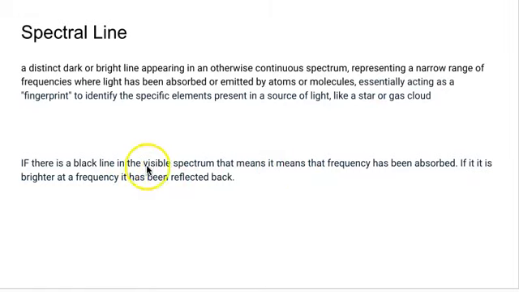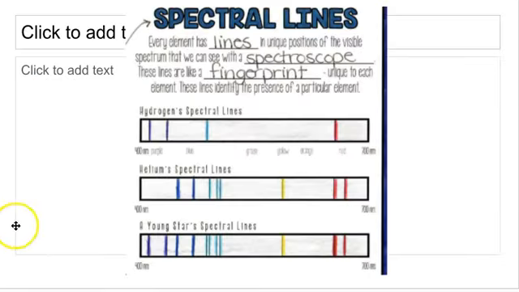If there is a black line in the visible spectrum, that means that frequency has been absorbed. Okay? If it is brighter at a frequency, that light has been reflected back. So go back to absorbed: when light hits something and stops, that is absorbed. Reflected means it hits it and then reflects back. Now, I understand after reading this it may not make any sense to you, but let's go to the next slide and hopefully it will be a little more clear.